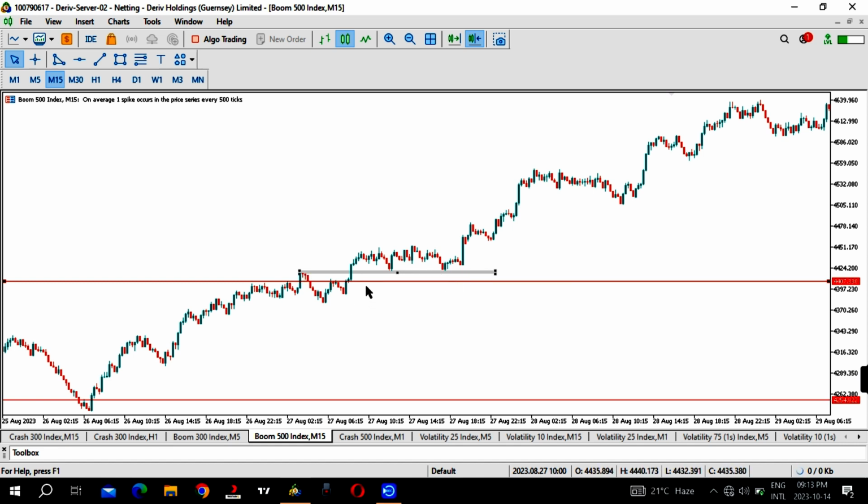And if I come across an example that doesn't respect the first level, I will show it to you. These types of setups need you to practice, so I want you to practice on demo until you get them right. Over here we've got a breakout again, so you just have to shift your resistance areas.